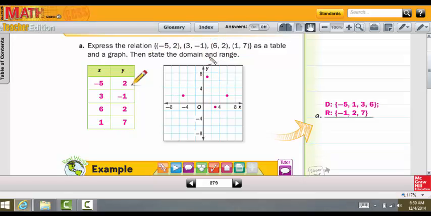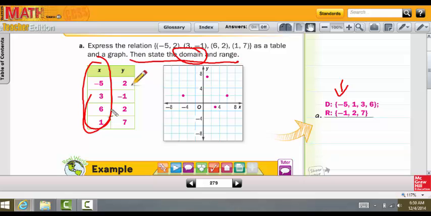Now the next thing we needed to do is then state the domain and the range. Remember, the domain is always your set of x values, and we're going to put them in order from least to greatest. So the least would be -5, and that shows right here. Then out of these three values, the least would be 1, so that's next, and then of course 3 and 6.